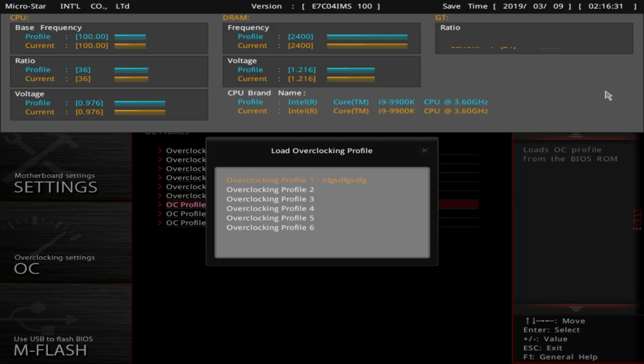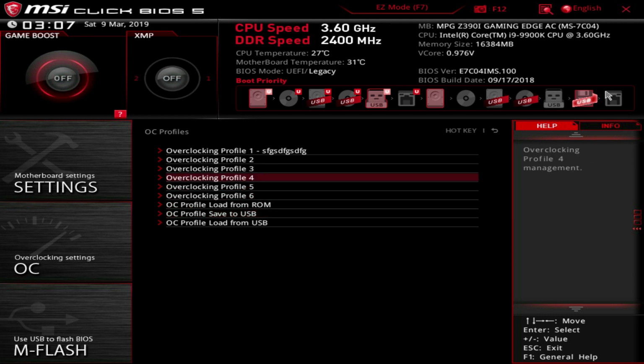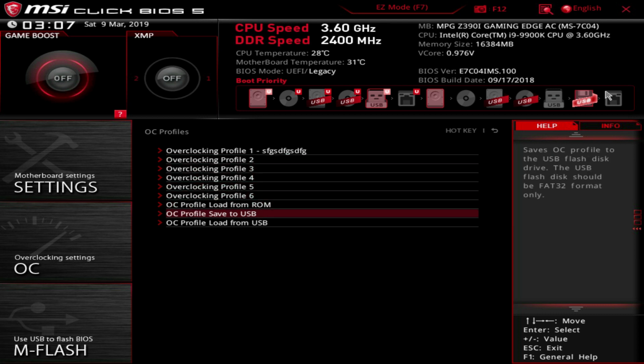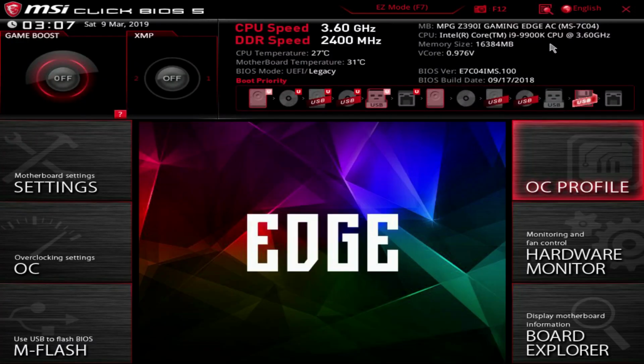Then you can choose to load profiles like that. You can save profiles to your USB stick, either if you want to share a profile with somebody else who has the same board as you to help them out with, say, memory settings, or if you've just run out of profiles on the board itself, which I tend to do a lot these days. I just save so many damn profiles that I end up saving them on a USB stick because there's so many of them and they no longer fit on the board. Yeah, you can save to USB and load from a USB stick as well. So that's that.